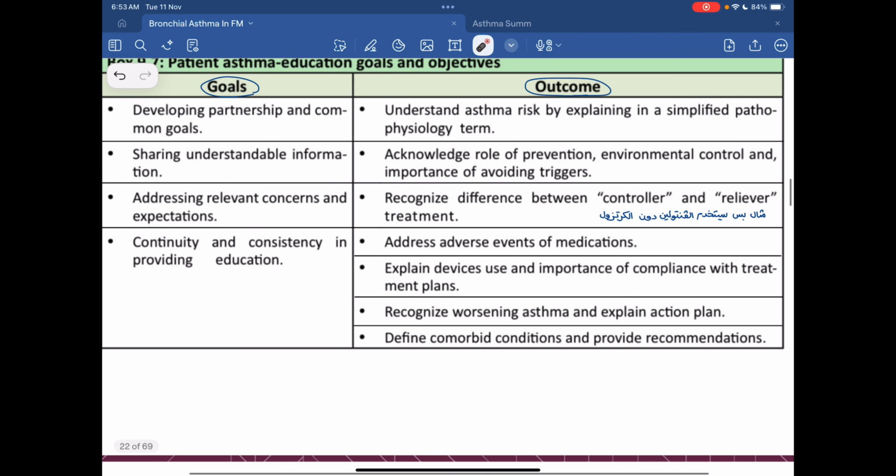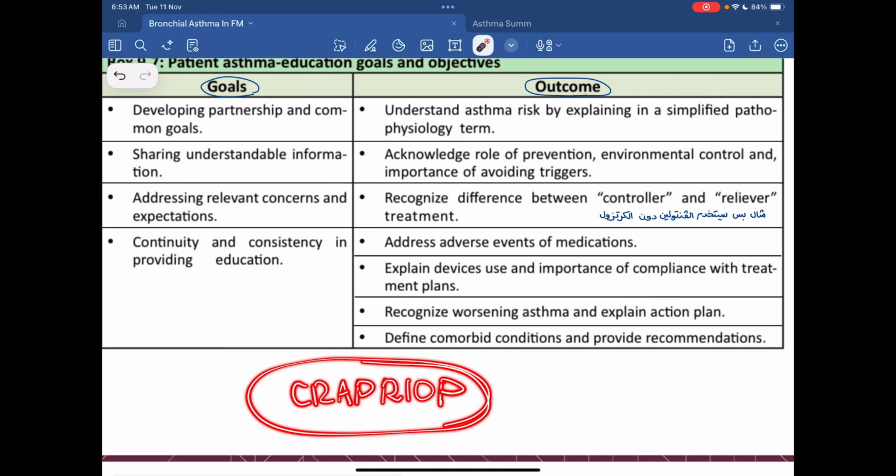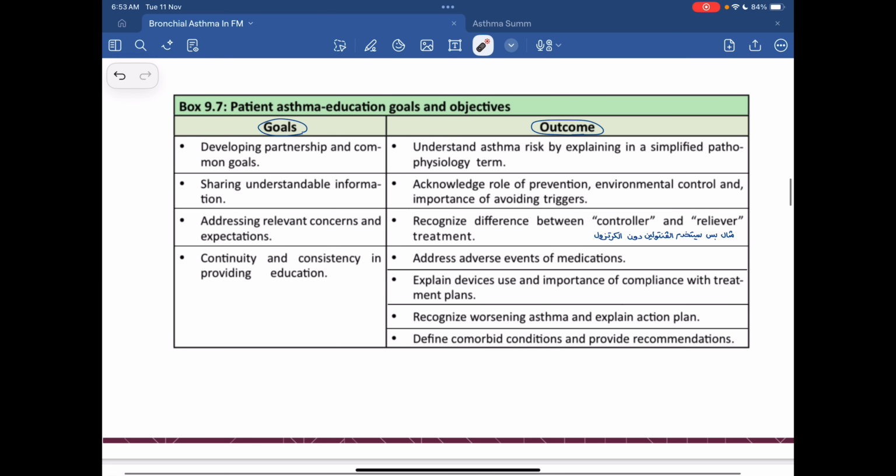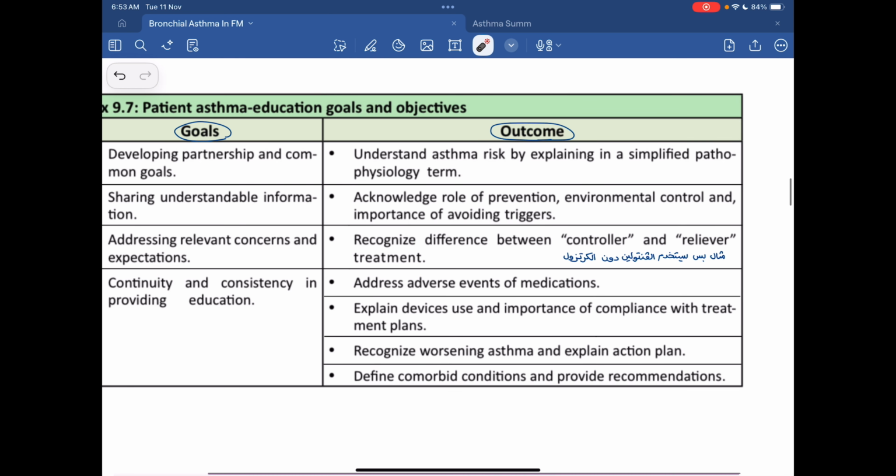هذا عشان تتذكرون الكراب رايوب، لما تجاوبون في الآسك لازم تغطونهم كلهم، وهذا من ضمنهم. The outcome اللي نتوقع من education, the patient understands the asthma risk factors by explaining it simply, acknowledging the role of prevention, environmental control, and importance in avoiding triggers, because the first line therapy is avoidance.